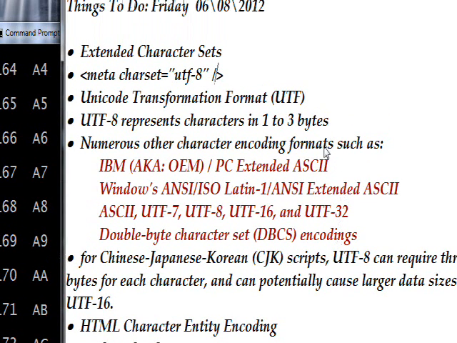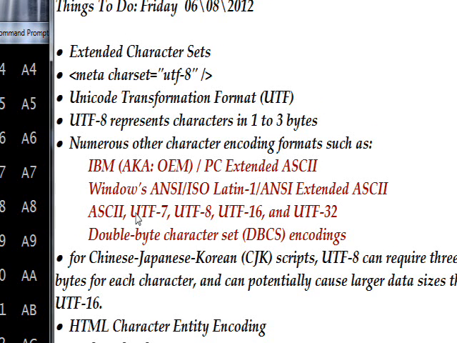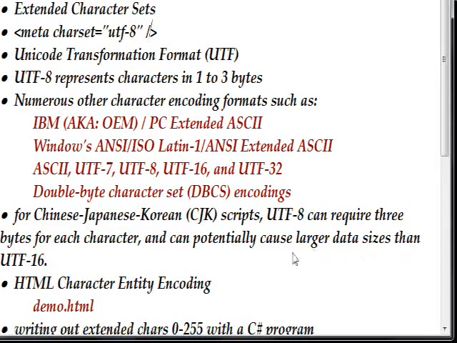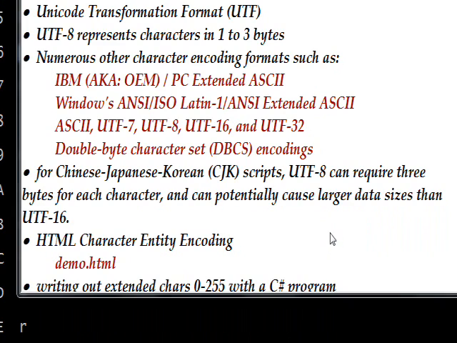Well, there's actually a lot to say about character encoding, mainly that there's a ton of encoding formats. There's IBM OEM, Extended ASCII, Windows ISO Latin 1 Extended ASCII. There's regular ASCII, and then the Unicode transformation formats I mentioned earlier. There's double byte character set. And many of these are used to write out characters in foreign languages, you know, like umlauts in German, and katakana or hiragana in Japanese. They have what's called the CJK scripts, which are Chinese, Japanese, and Korean. And UTF-8 requires 3 bytes for each character to print these out.